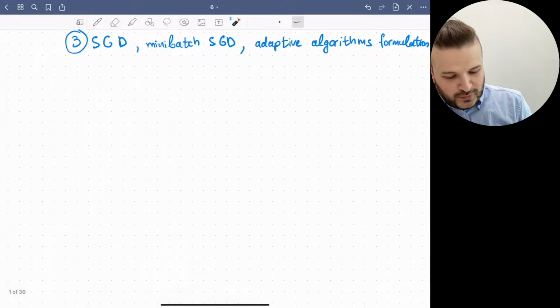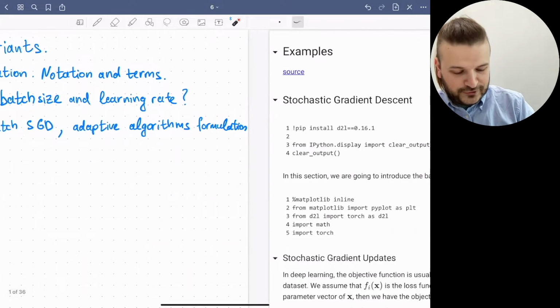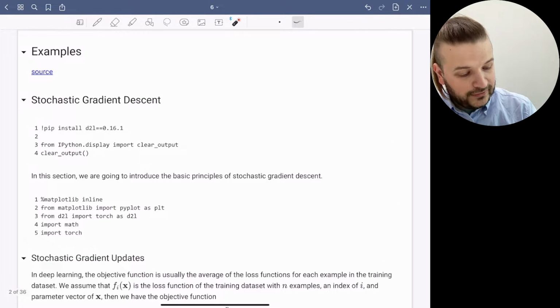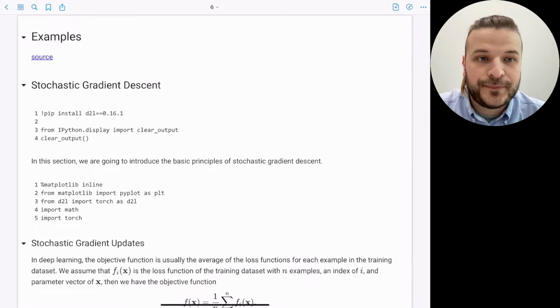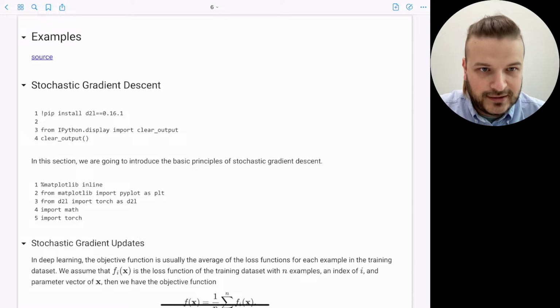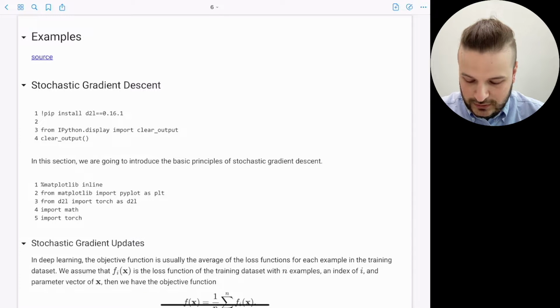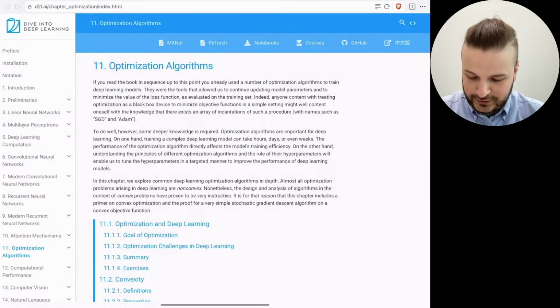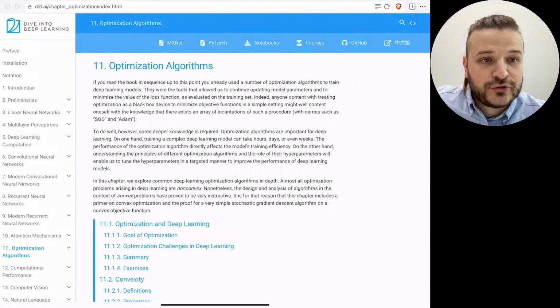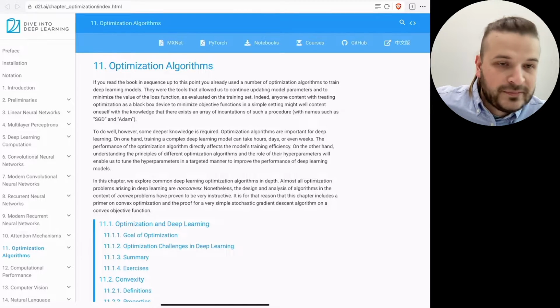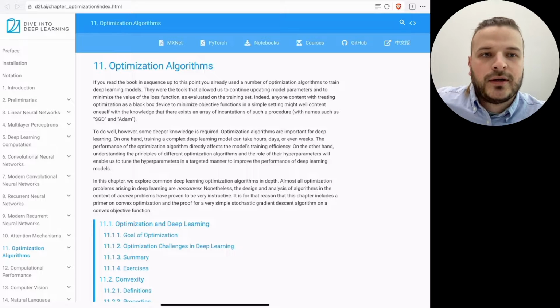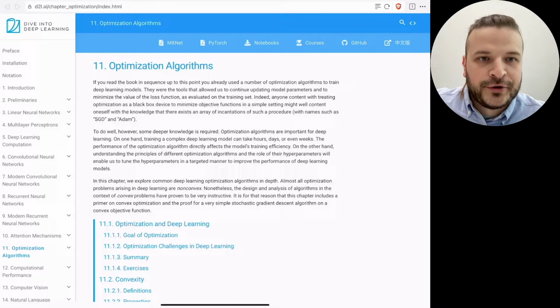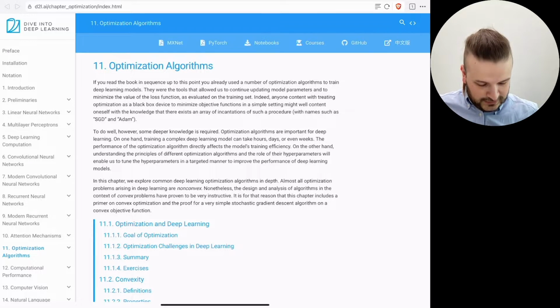Okay, so first of all, I would like to highlight that most of today's materials are taken from the Dive into Deep Learning course, book, and site, which I find one of the best ways to introduce deep learning concepts.